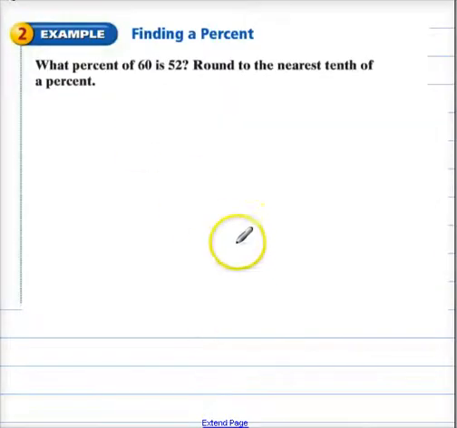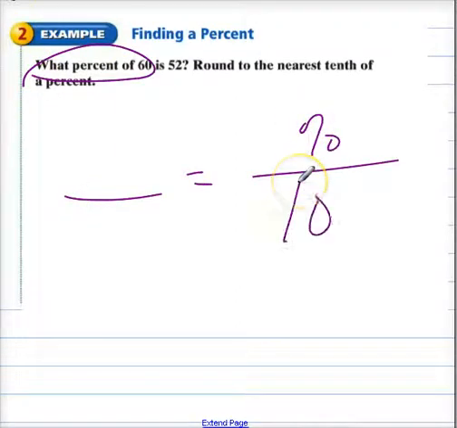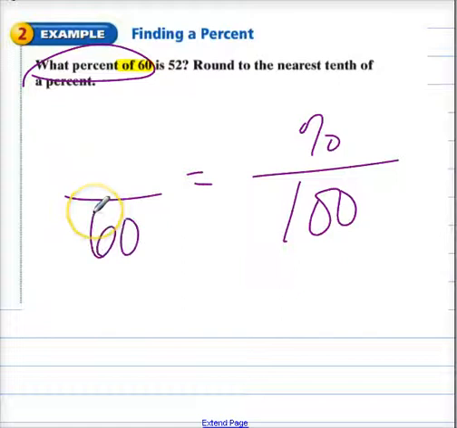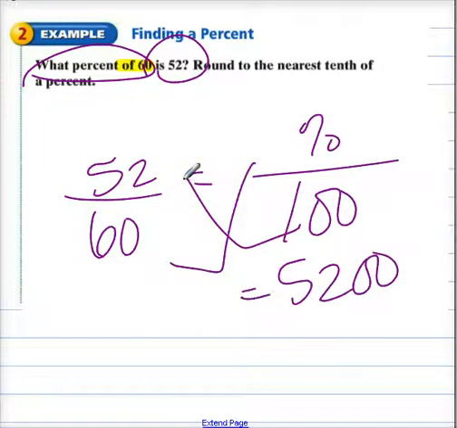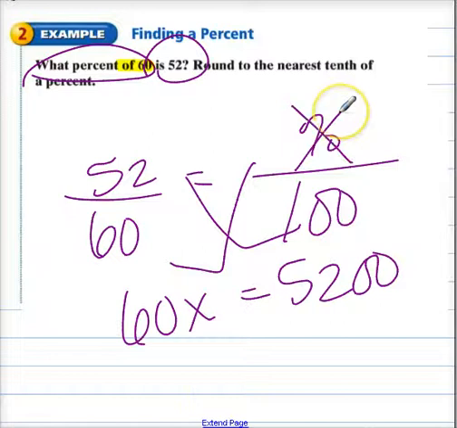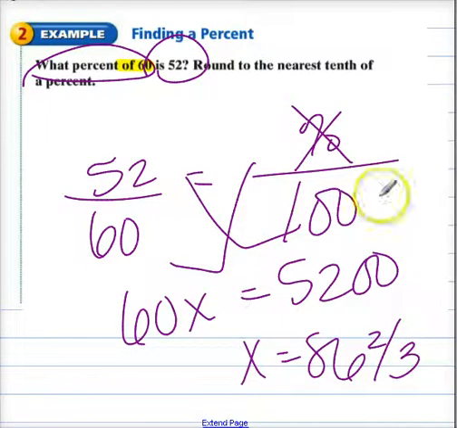All right, what about this one? What percent? Okay, right away I know what the question is. I don't know the percent, and I always have 100. Of 62, of 60, that goes on bottom, is 52, that goes on top. Part and whole. Cross multiply. So this is an x if I don't know it. 5,200 divided by 60. X equals 86.6 repeating, which we know is 2/3. Since you are finding a percent, you cannot forget your percent sign.